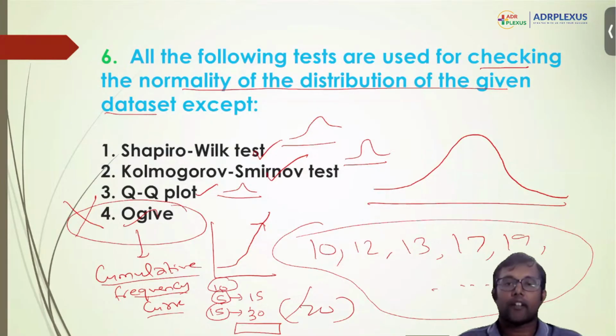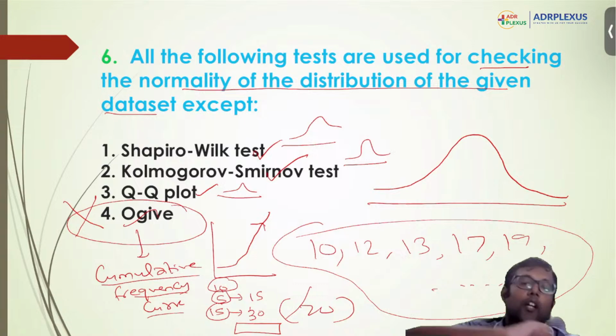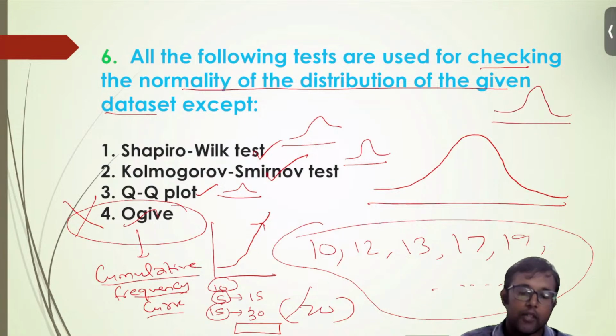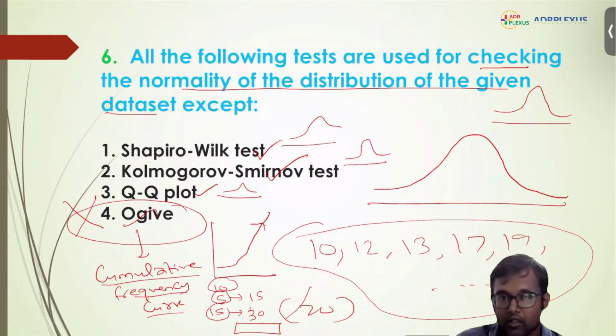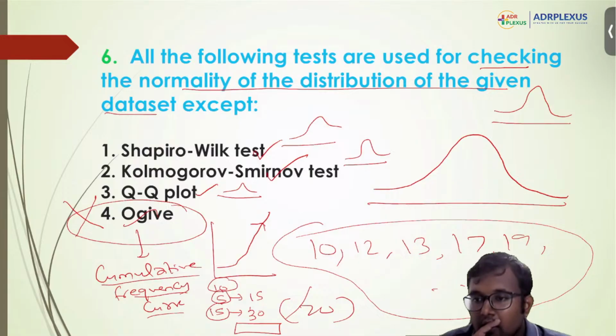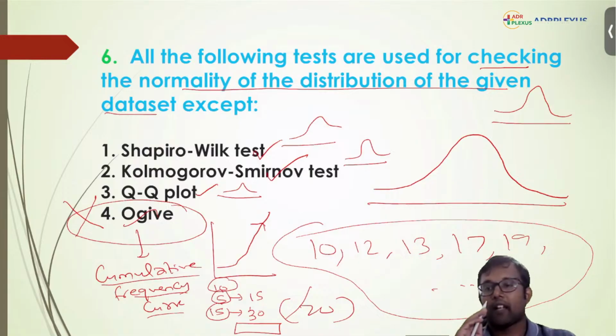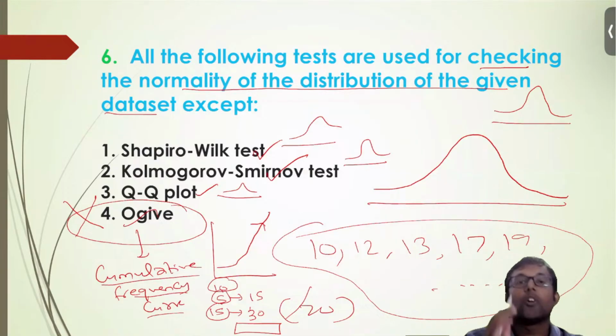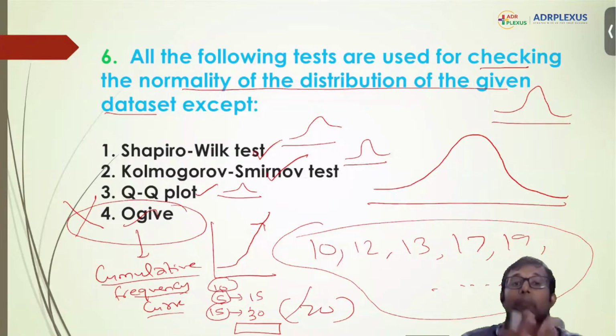So all the following tests are used for checking the normality of the distribution. So what is normality of a distribution? There are so many numbers. If we plot all the numbers in a graph, and all the numbers come like this bell-shaped curve, it is called a normally distributed curve. If it is not coming like this, then it is not a normal distribution.